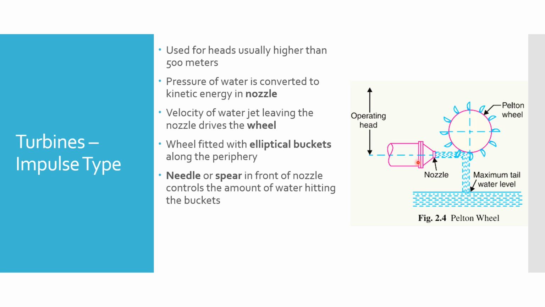So in other turbines, we generally control the speed of the turbine by controlling the flow of water via the gates which are installed on the penstock. But in this turbine, a spear or a needle comes in front of a nozzle which is ejecting the water to control the amount of water which is hitting the buckets, and in that way it controls the speed of the wheel. This wheel is generally called a Pelton wheel, and this turbine is called a Pelton wheel turbine.